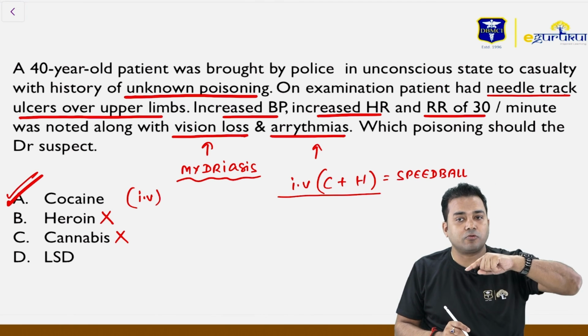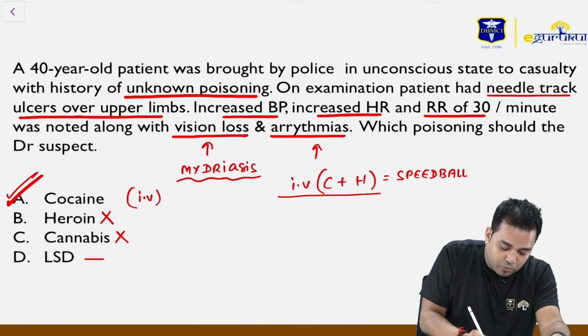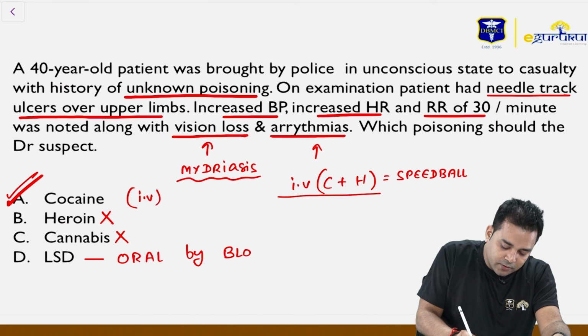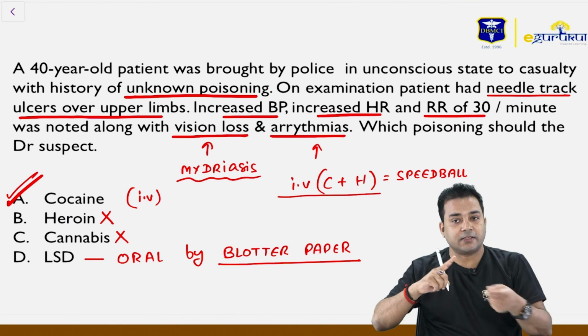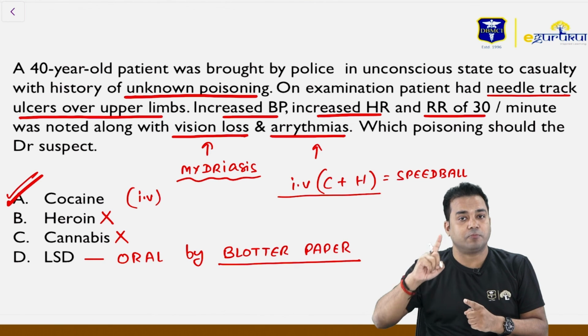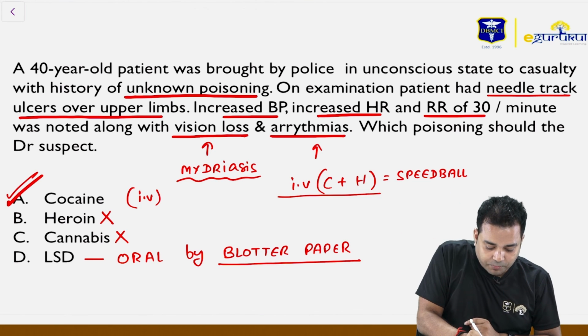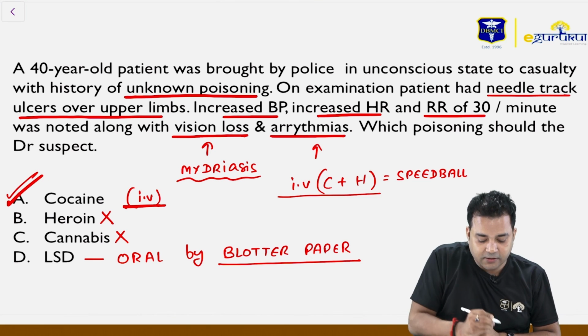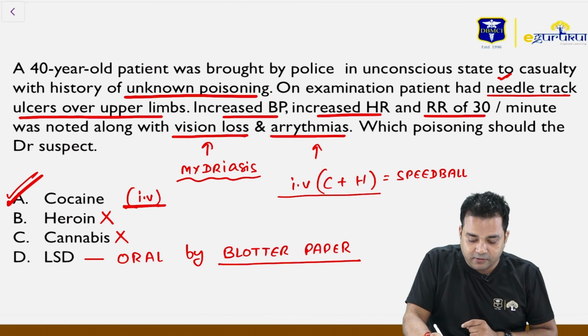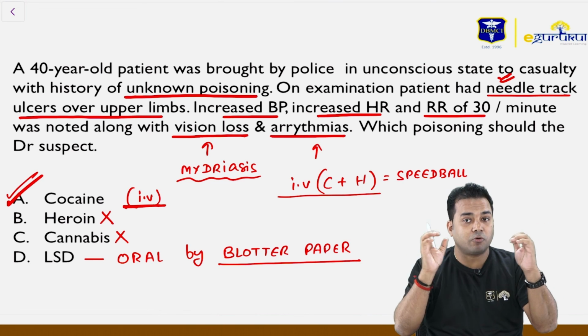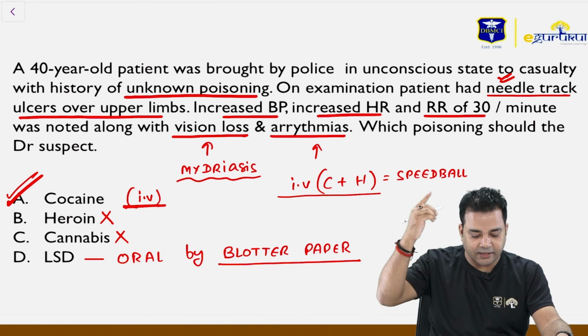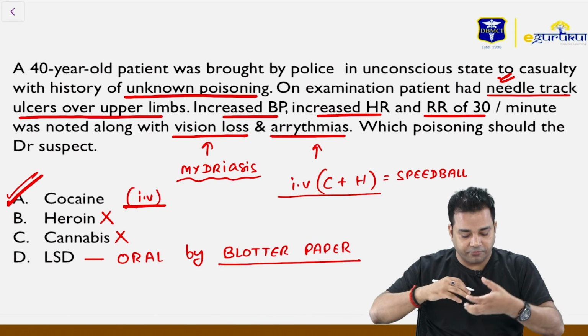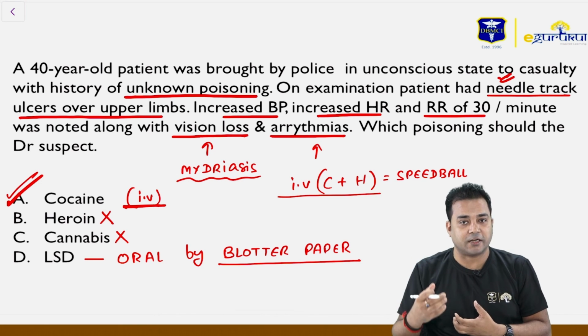What is the most common route of LSD intake? The most common route is oral, using blotter paper which has LSD in it. LSD can be taken through IM or IV routes, but the most common route is oral. For cocaine, the route preferred by drug addicts is IV, and we are getting needle track ulcers. All this is taking our answer towards cocaine poisoning. The raised vitals, vision loss, and arrhythmias are very predominant features seen in cocaine poisoning.